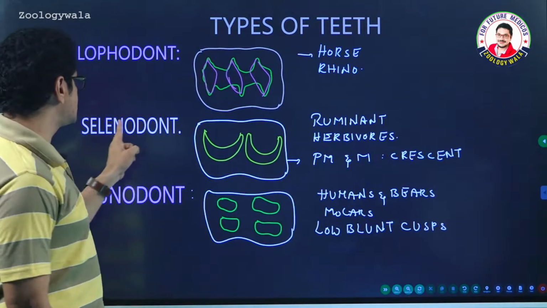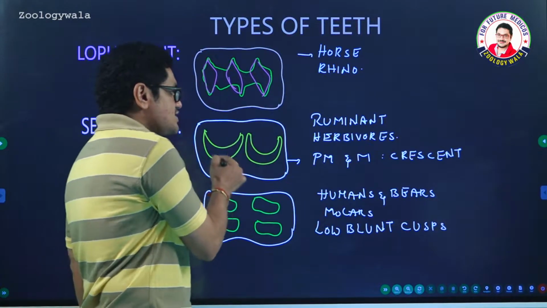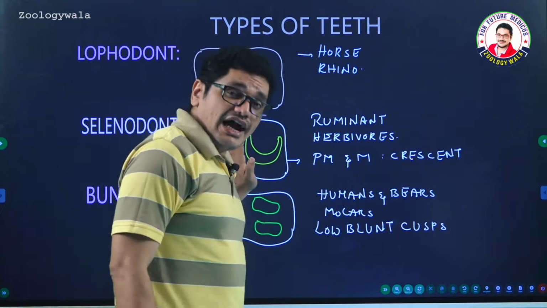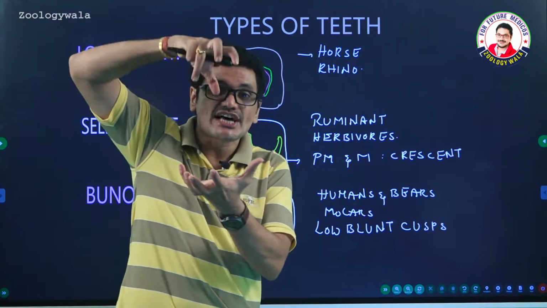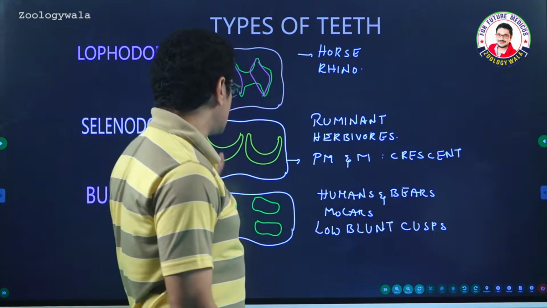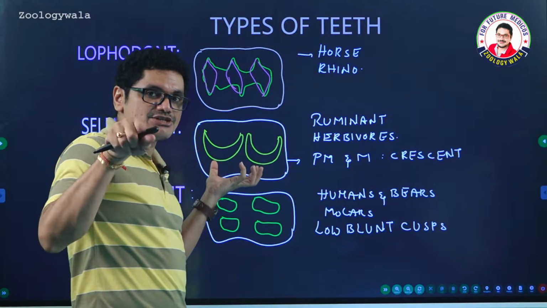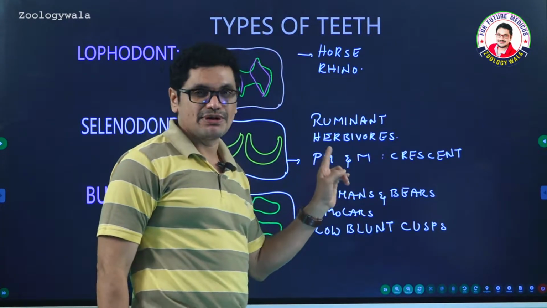The second one is selenodont, S-E-L-E-N-O, selenodont. Here crescent shaped cusps, crescent means half moon shaped cusps, are present. Generally we are talking about the types of teeth based on the chewing surface of the premolars and molars. Premolars and molars show a number of crescent shaped cusps, and these are seen in ruminant herbivores.